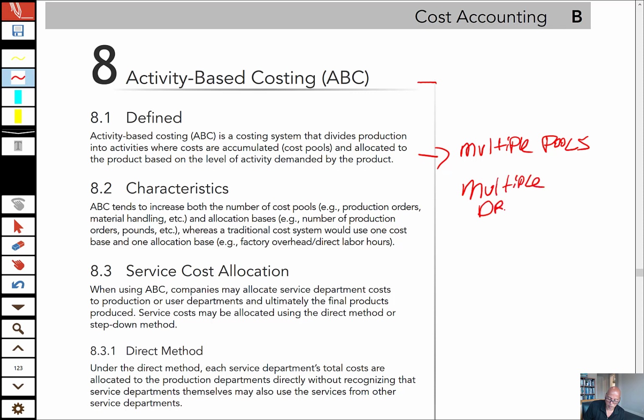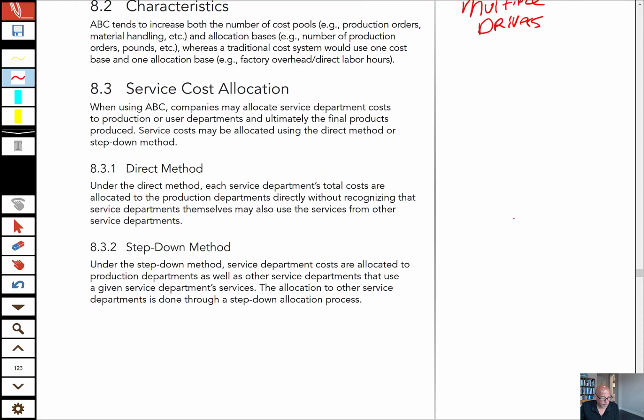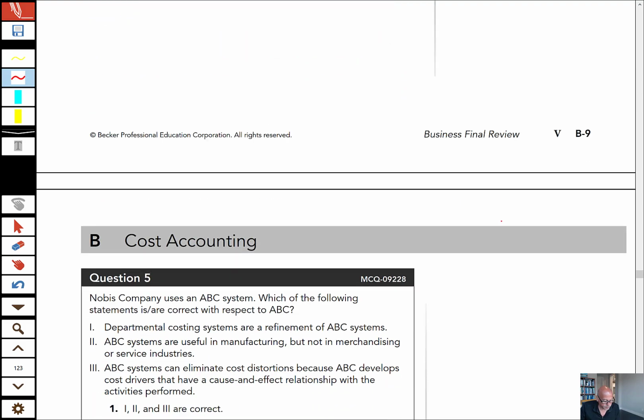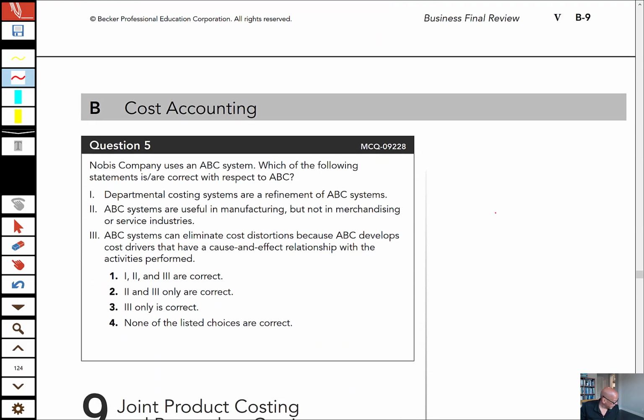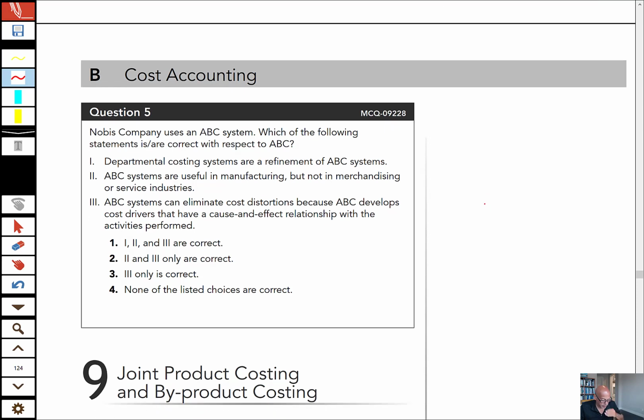Okay, and activity-based costing. The key thing is, instead of having one company-wide overhead rate or even department-wide overhead rates, we come up with a pool per activity, and we can get a more precise application of our overhead to our products and avoid a certain amount of cost distortion through that process. Okay. All right, good. Let's take a look at this question here.